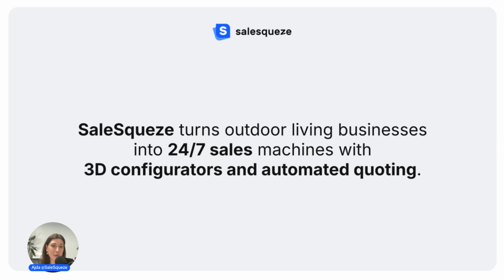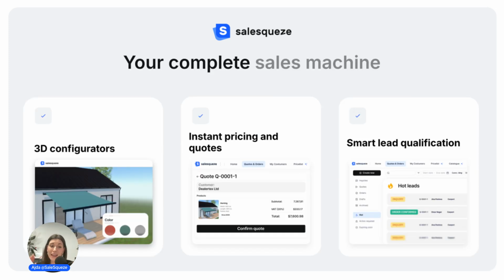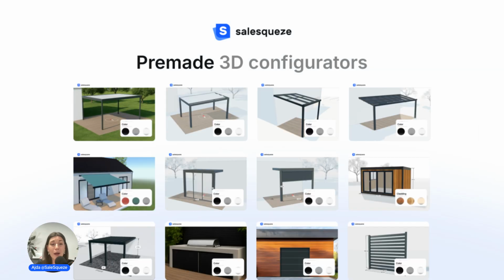So here is where SaleSqueze comes in. SaleSqueze turns outdoor living businesses like awning companies into 24/7 sales machines with 3D configurators and automated quoting. This is the overview of three of our most powerful features. The majority of you know us for the 3D configurators, and this is for sure one of the most visible parts of our solution. But we also have instant pricing and quotes and smart lead qualification. I will of course walk you through all of this in a few minutes to explain how it works.